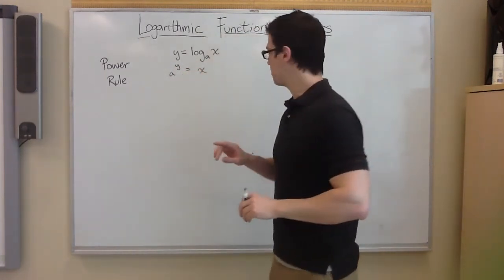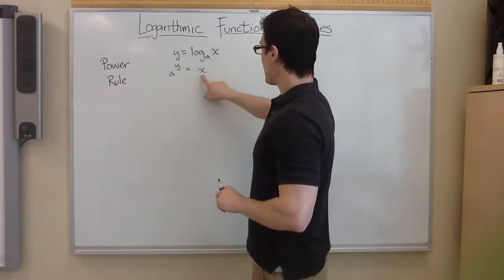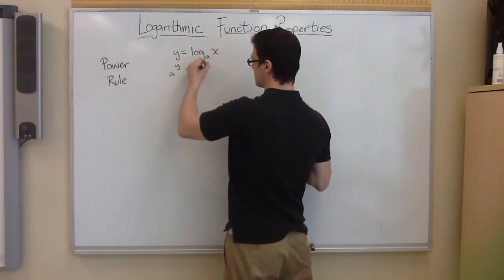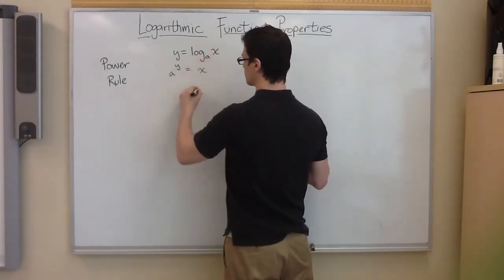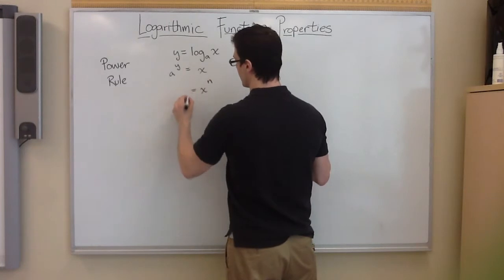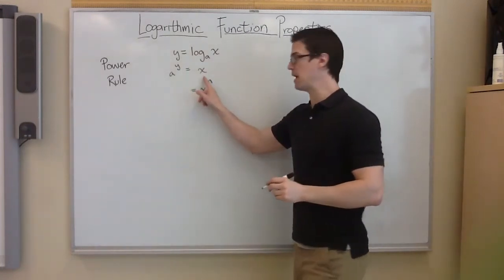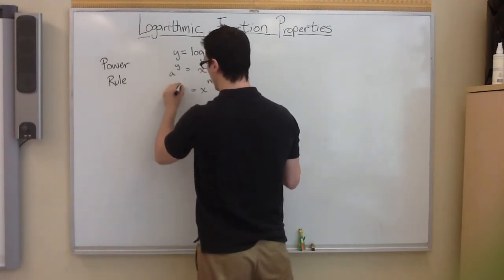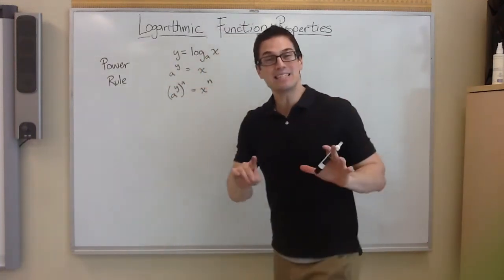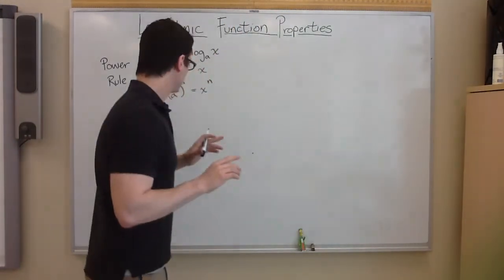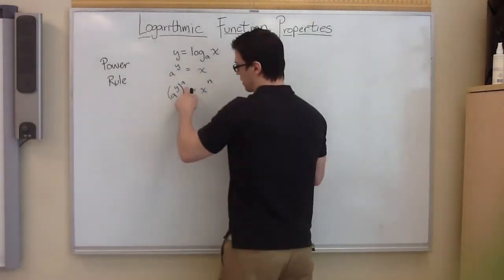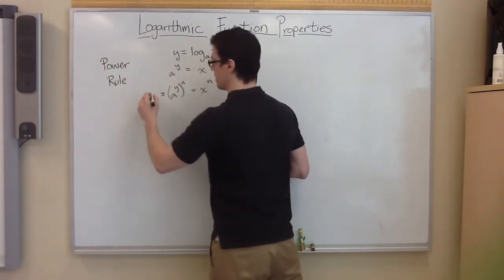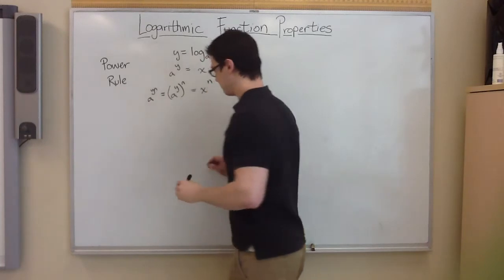Now what's great with the power rule is if this x is raised to some power. So to show that, I raise this x to the n power, so I have x to the n. What I do to one side, I have to do to the other, so I raise this side to the n power as well. Now it's a to the y, to the n. If you remember your basic exponent rules, when you raise an exponent to another exponent, it's the same as multiplying the two exponents together. So we have y times n.